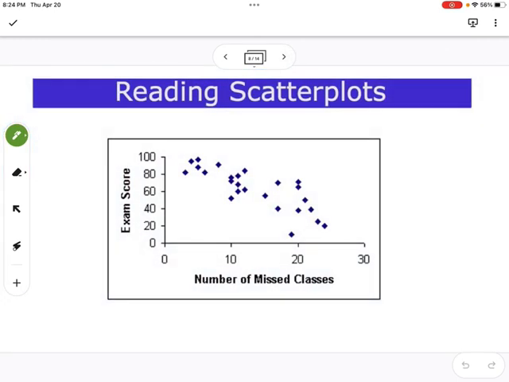Okay. Now, reading scatter plots. So looking at this here, we notice that there is a negative trend from left to right. The points are kind of going down. So we have a negative correlation here. And this graph is talking about the number of missed classes and the exam scores. So when there are less days missed, the exam scores are higher, and the more missed classes that there are, the lower the exam scores.